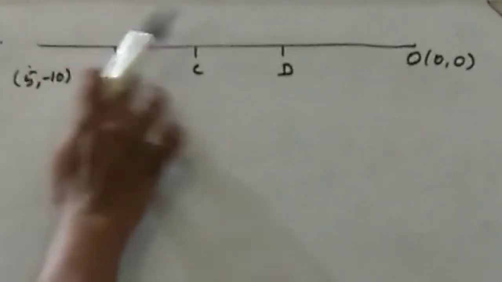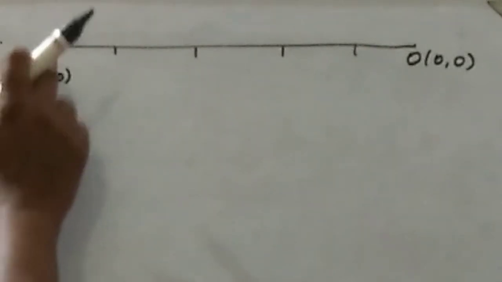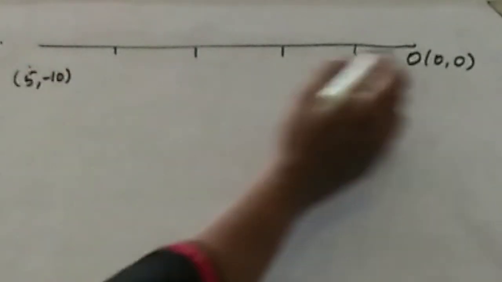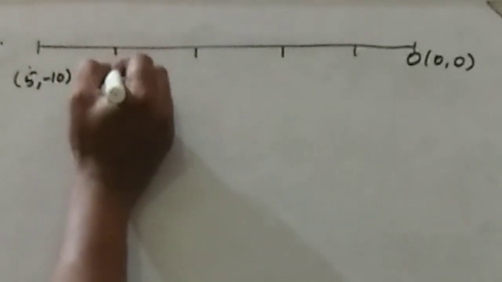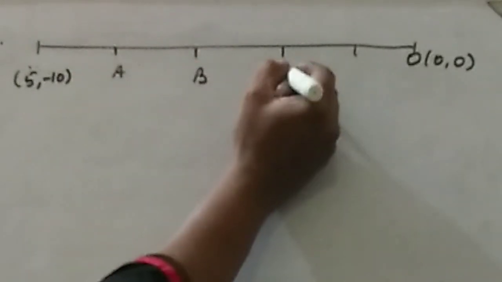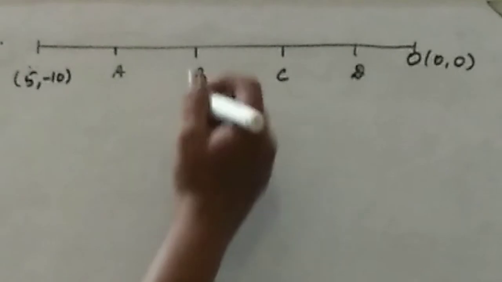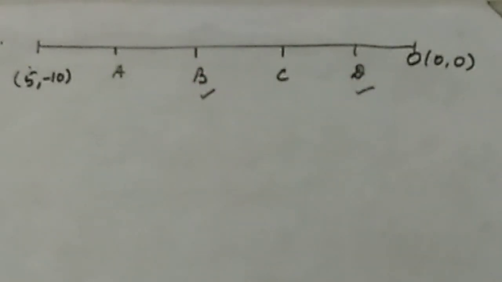Two points are given: (5, -10) and the origin. And this line segment is divided by A, B, C and D into 5 equal parts. We have to find the coordinates of B and D.